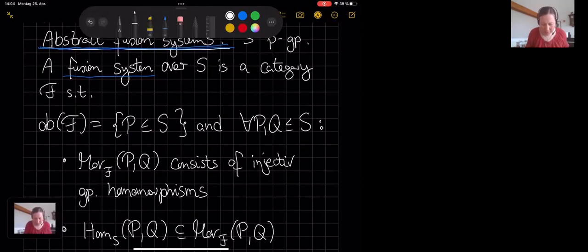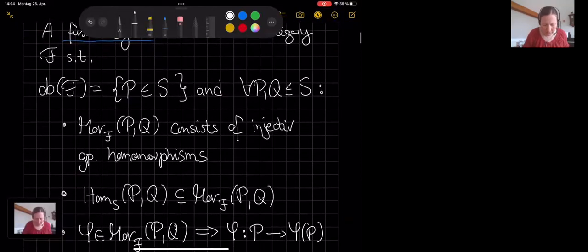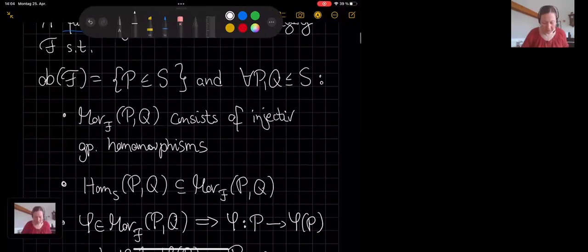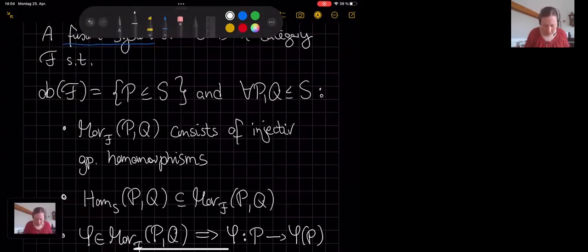And then the morphisms have similar properties as in the example before. So first of all, they are all injective group homomorphisms. And of course, the composition in the category should then also be the same as the composition of maps. And then, there's no group G around anymore, but I can still conjugate by elements of S. So I can look at Hom_S(P, Q), and I want all these conjugation homomorphisms by elements of S to be contained in the morphism sets.